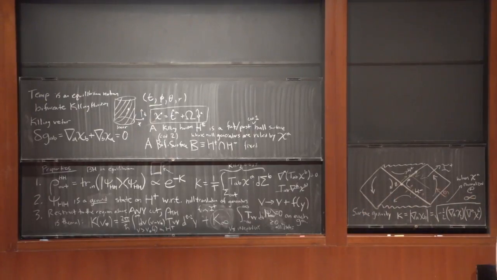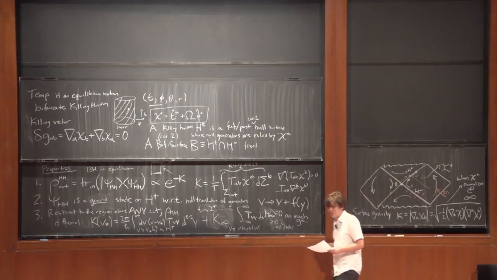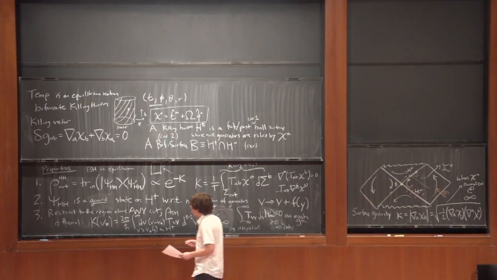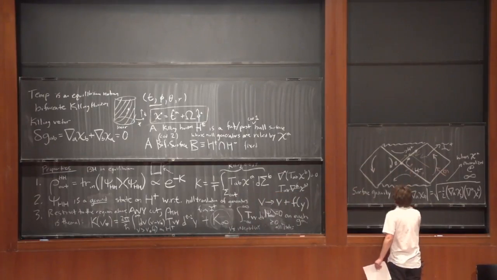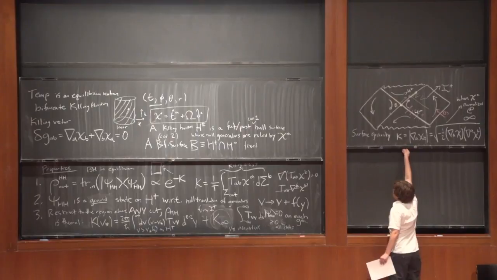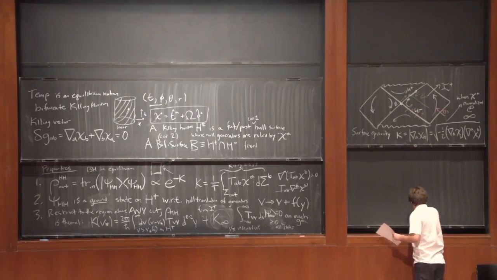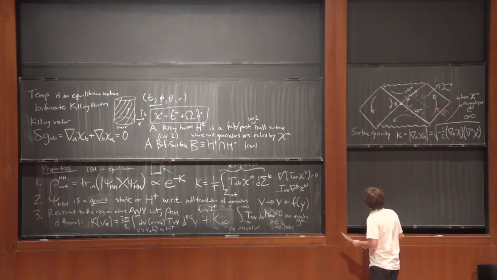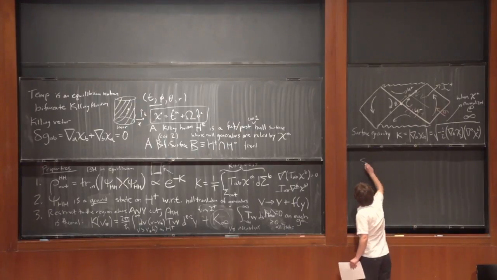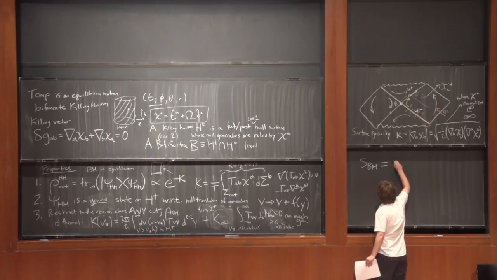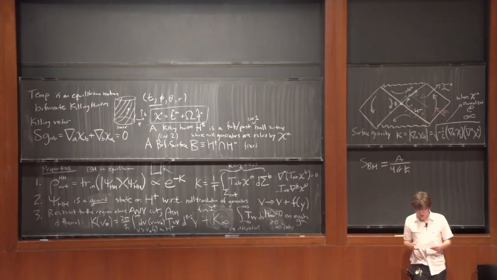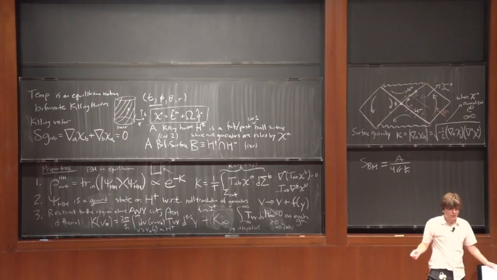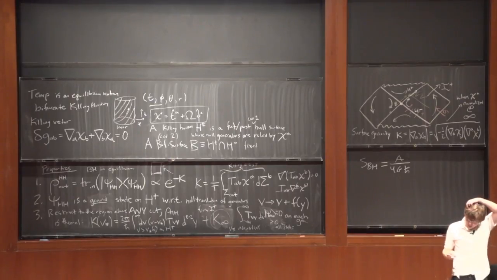Okay. The next topic is the Bekenstein-Hawking entropy. And I guess we start here. Okay, so you've seen this. But why do we believe that this area is an entropy?